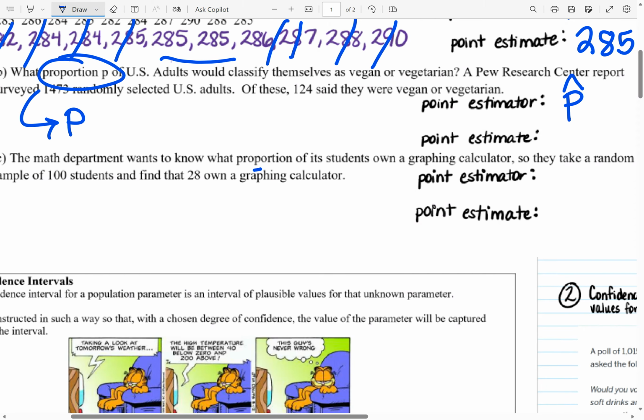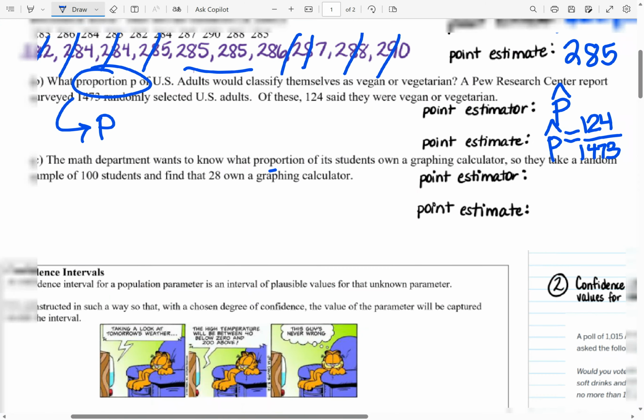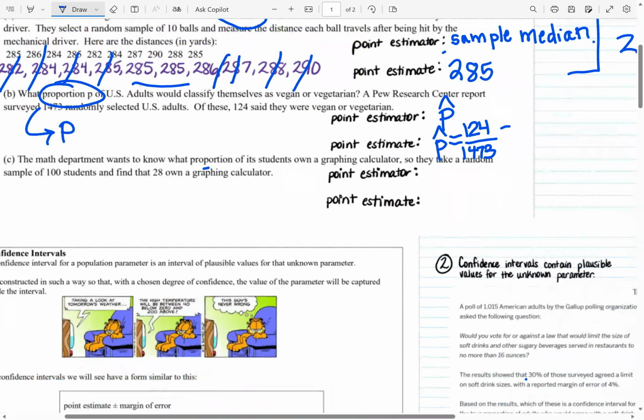So out of the 1,473, p-hat would be 124 out of that 1,473. And if I change that to a decimal, I get about 0.084.